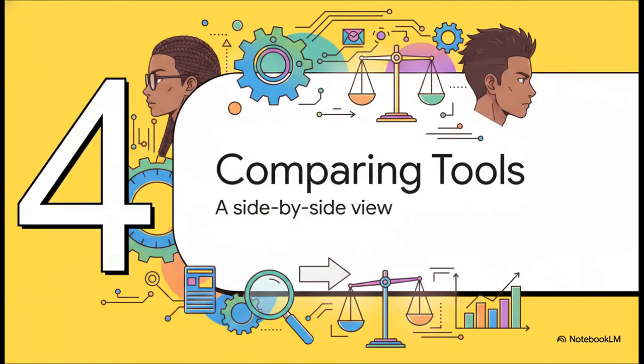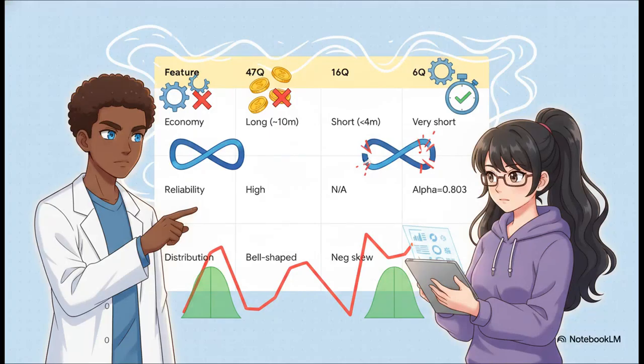Let's move to Section 4. Comparing the assessment tools, a direct, side-by-side view. When you evaluate these instruments side-by-side like this, the methodological friction between economy and reliability becomes glaringly obvious. The 16Q offers great economy at under 3 minutes, but it suffers from that unworkable negative skew and an uncomputable Cronbach's alpha. The 6Q pushes economy to the absolute limit, just 1 single minute, while surprisingly restoring both a bell-shaped distribution and solid internal reliability with an alpha of 0.803.